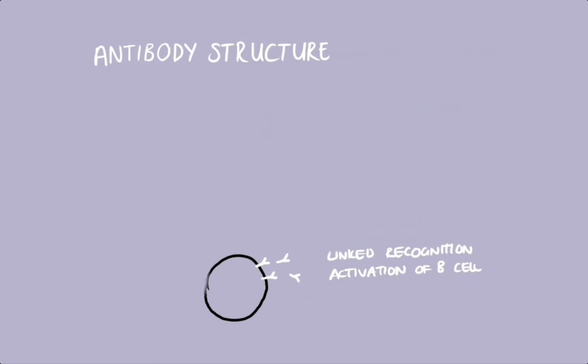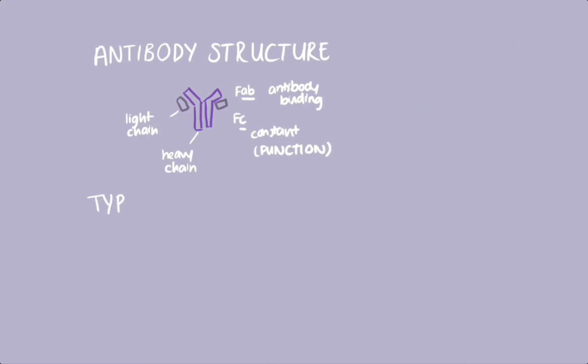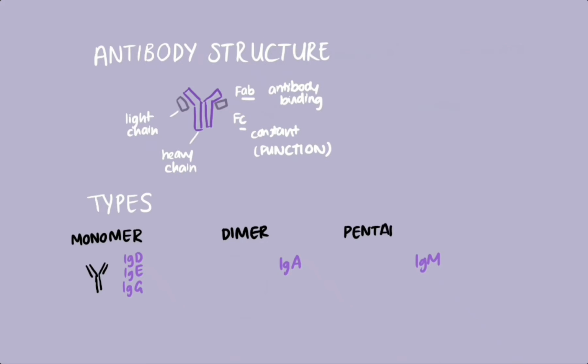So antibody structure, we'll just talk about that quickly. The antibody structure involves 2 heavy chains and 2 light chains. It's got the FAB region, so the antigen binding region, and FC, or the constant region, which determines the function. There's different types of antibodies. So monomers are IgD, IgE, and IgG, which is the most common. Then we've got dimers, which is the IgA antibody, and finally pentamer, which is the IgM antibody.